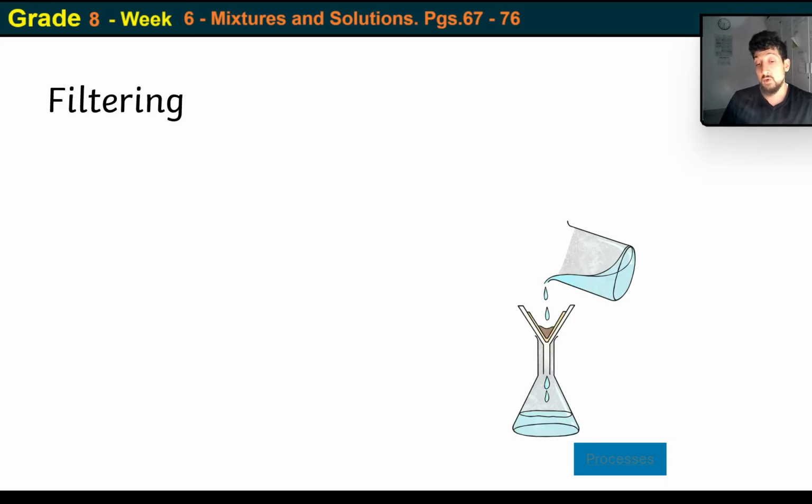Filtering, one of the most common ways of separation. If you want to separate two things, one of them is a solid, the other one is not, you can use a filter. Or if you want to separate things that are small compared to things that are slightly bigger, you can use a filter or a sieve in that case.